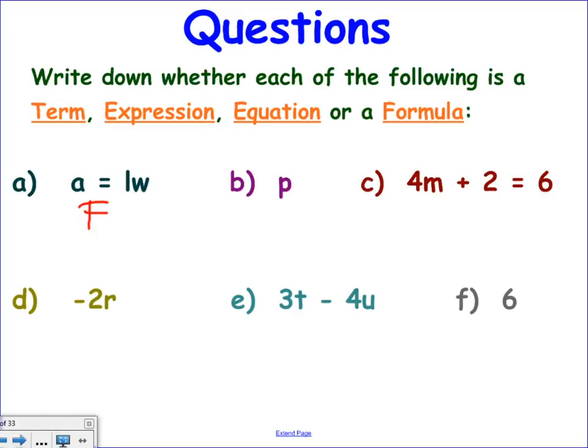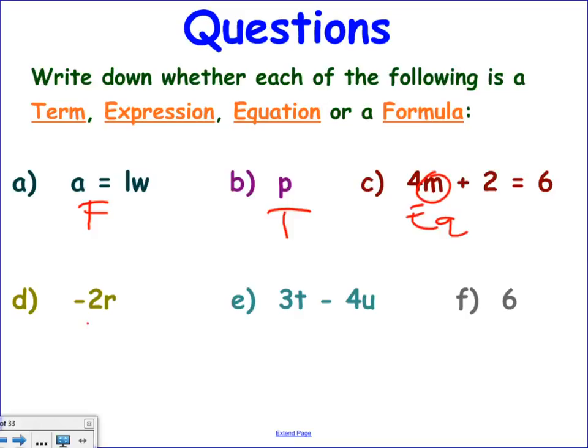Formula, okay? It's area equals length times width. That's what it means. But it's a formula. I can't even begin to solve it until you tell me the length and the width of something. P on its own is a term, yeah? 4m plus 2 equals 6. Equation, because it's something I can solve and it's only got the one variable. Minus 2r.